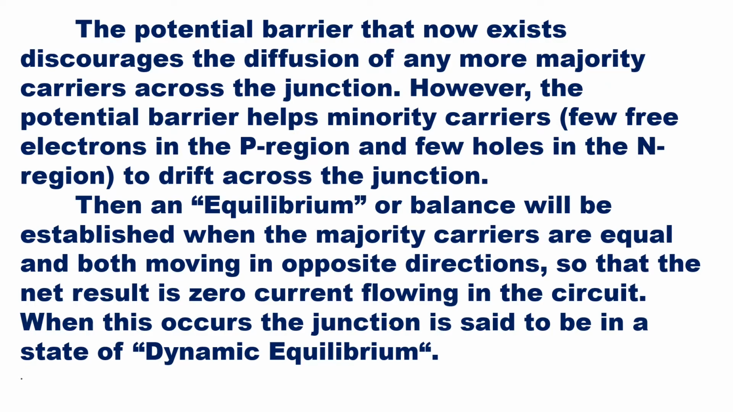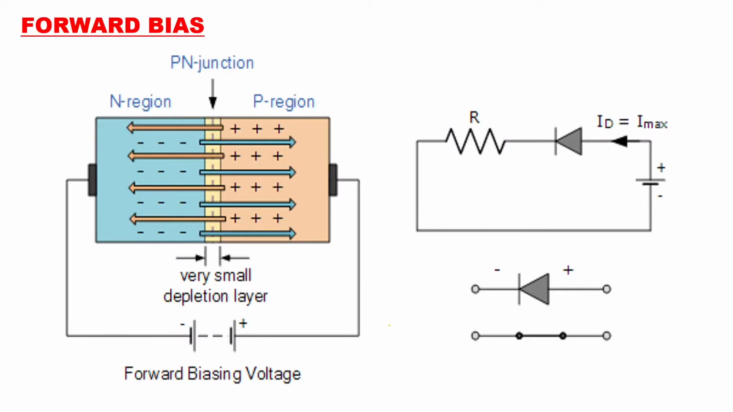But as a whole, for zero bias, there will be no flow of charge carriers, there will be no flow of current, the current will be zero. Then we'll go to see what is forward bias. So here we have shown what is forward bias.